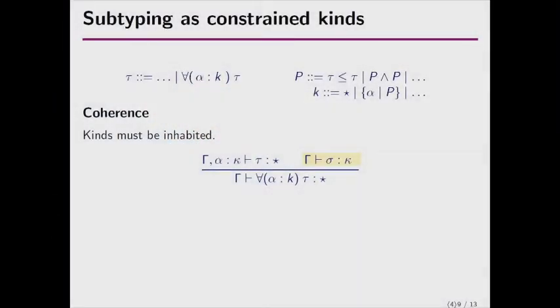This is easy to implement. When we build kinds, when we build polymorphic types, we have just to be careful that the kinds are inhabited. So we add a premise where we provide a witness sigma for the kind.